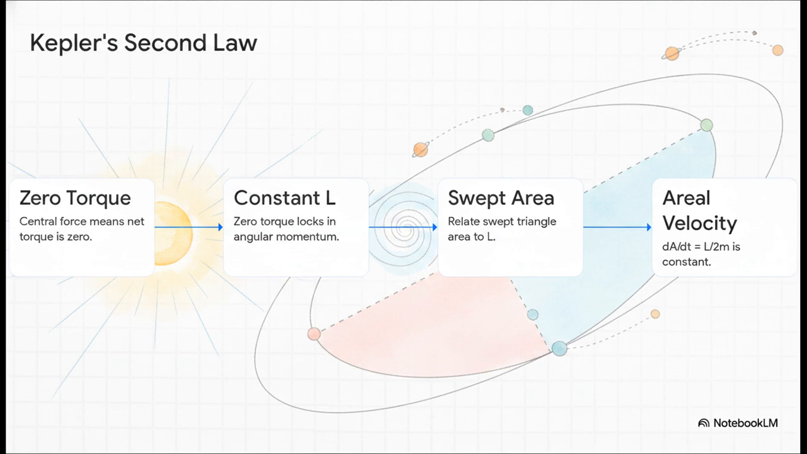Step 1. Gravity is a central pulling force, meaning the net torque on the planet is exactly 0. Step 2, because torque is 0, the planet's angular momentum is completely locked in. It can't change. Then, steps 3 and 4 show how this constant momentum mathematically forces the planet to sweep out equal areas in equal amounts of time. To keep that areal velocity constant, the planet literally has to travel faster when its radius shrinks. It's exactly like an ice skater pulling their arms in to spin way faster.